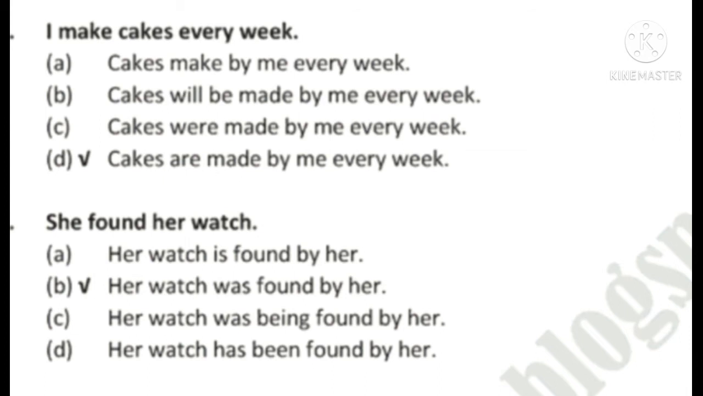Make. Now make, this is in simple present tense. So when you are changing it into passive voice, what has to be added? Is or are has to be added. Then make will change into past participle form, that is made. So just look at the answer. In this answer, where is or are made is coming, that is the correct answer. So here the last one, cakes are made by me every week. So that is the correct answer.